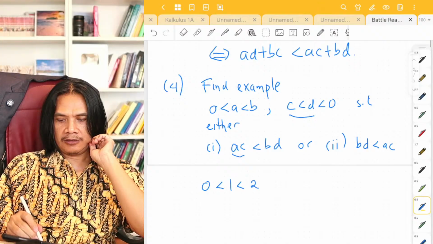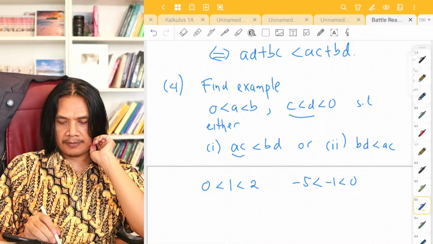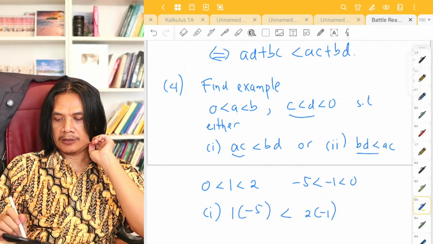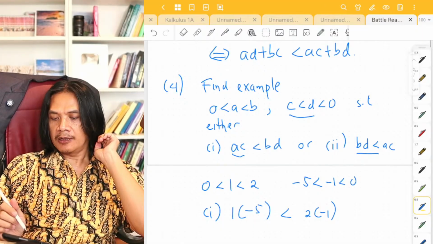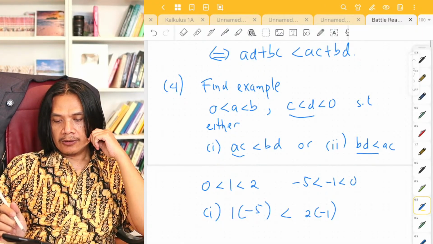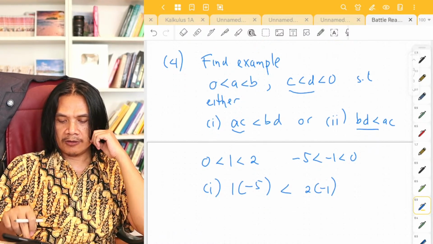Negative 5. Another one is negative 1. Okay, then AC is negative 5. 1 times negative 5 is less than 2 times negative 1. True. Okay, how about this one? It is either, but can we also find this one or not? Oh, we can. So what is the example for the second one?